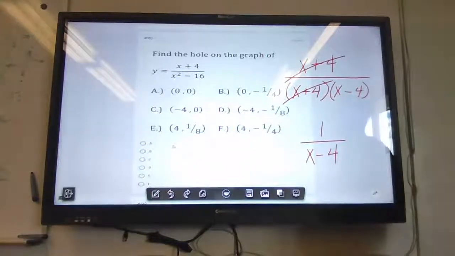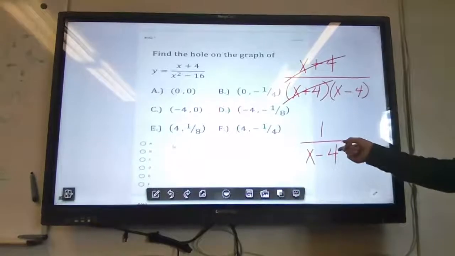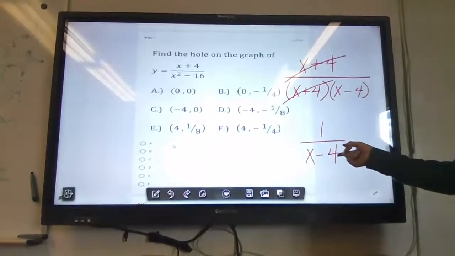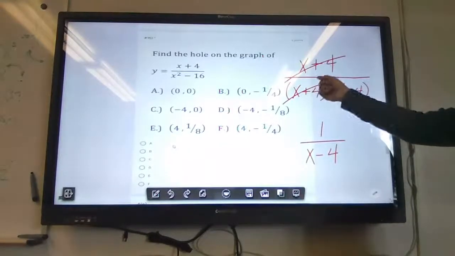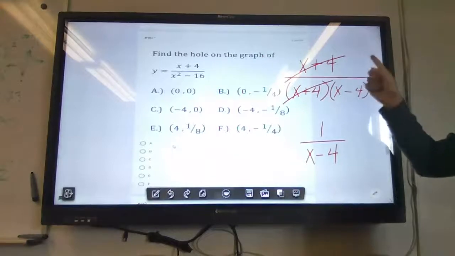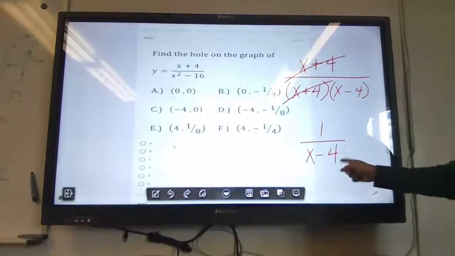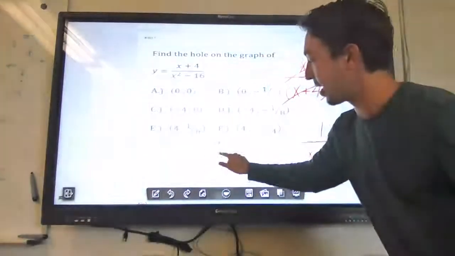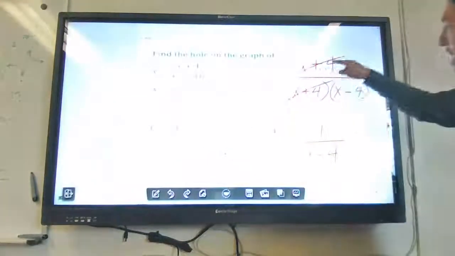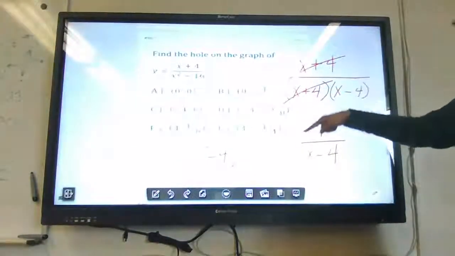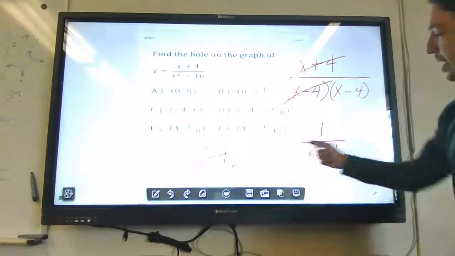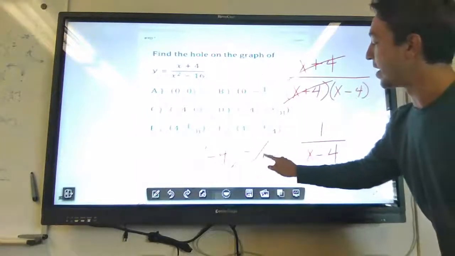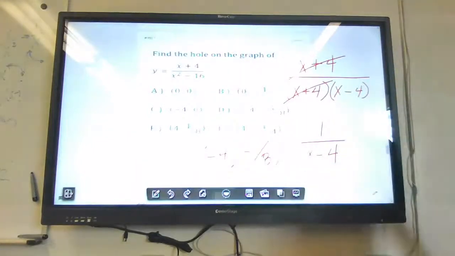So therefore, what number do I have to plug into this? Plug in negative 4. I have to plug in negative 4, because that's the term that got canceled out. And what do I get? I get 1 over negative 8. Okay?